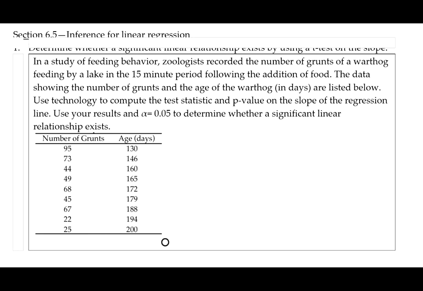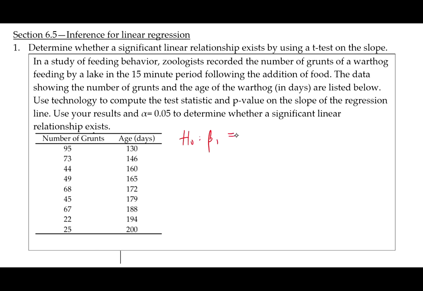When we're doing a t-test on slope, the null hypothesis is that the slope, that's our beta 1 coefficient, equals 0, versus the alternative hypothesis that the slope is not equal to 0. A slope of 0 means that the scatter plot would look something like this, and the line going through the middle of the points would be horizontal.